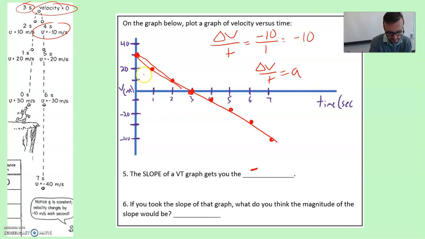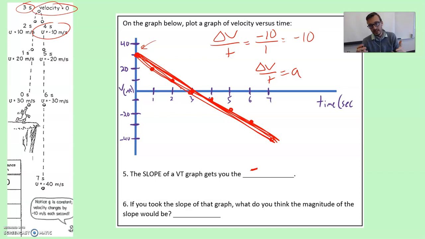So if you take this VT graph, and you notice it's a nice straight line, or as straight as I can draw a straight line with a stylus, this straight line would have a slope of negative 10 because that's the acceleration due to gravity. So this is what the VT graph would look like for something that is tossed up into the air. It would start with a large positive velocity. It would take a stop at the top, and it would come back down with an increasingly negative velocity. So the slope would be negative 10 meters per second squared.